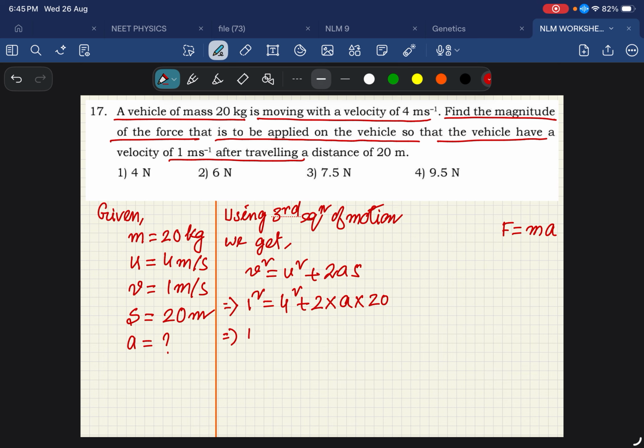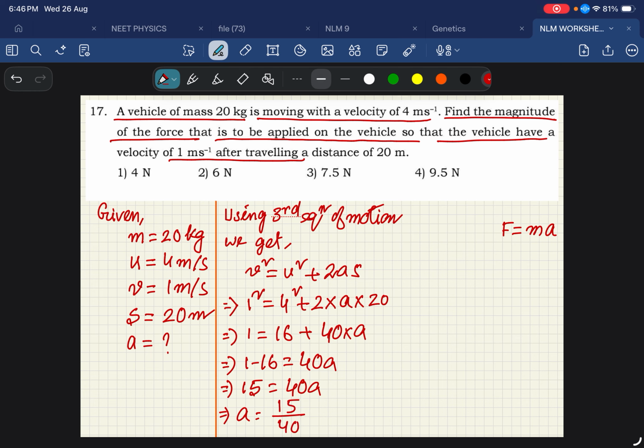So 1 square is 1, equal to 16 plus 2 into A into 20, means 40 into A. Now if I take the 16 to the other side, it will be 1 minus 16 equal to 40A. So it is minus 15 equal to 40A. Therefore A is equal to minus 15 by 40 meter per second square.